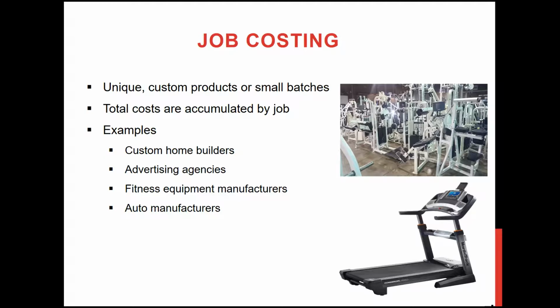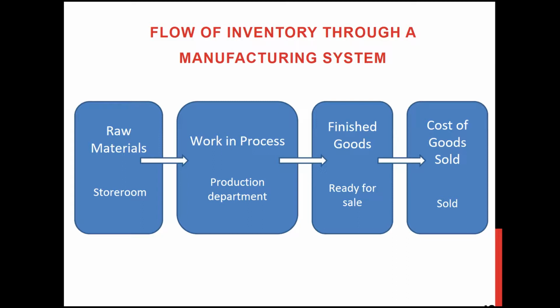Remember, for any type of manufacturing company, they need to calculate three types of costs. Those are related to their manufacturing process. Number one is the raw material or direct material cost. Number two is the direct labor cost. And number three is the manufacturing overhead cost.